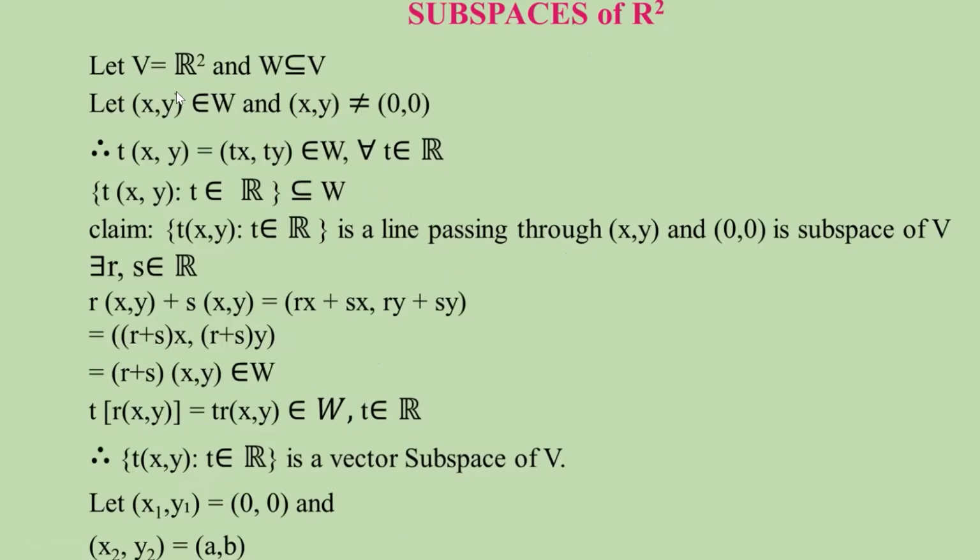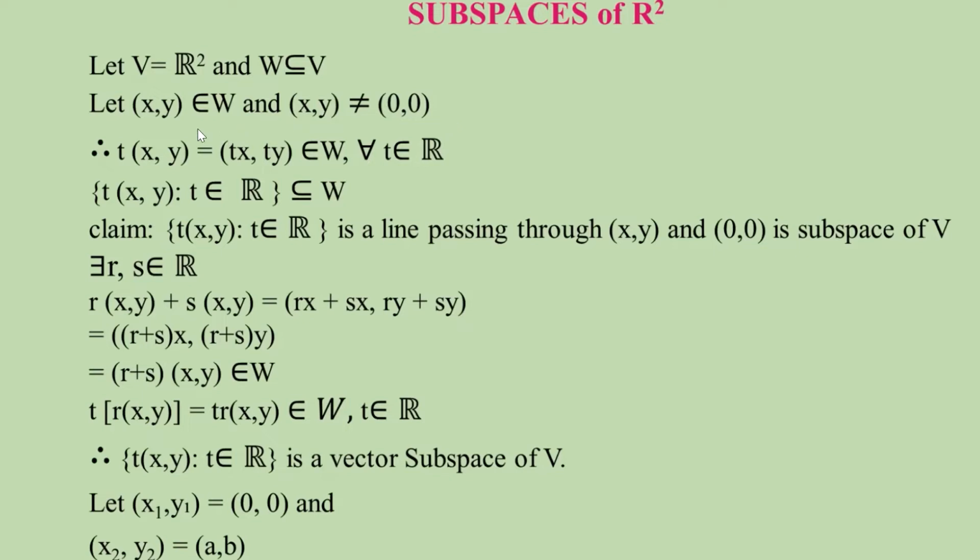Let V equal R2 and W be any subset of V. Let an ordered pair (x, y) be in W. Suppose that (x, y) equals (0, 0), then it's really a vector subspace, so there is nothing interesting. So we just take an ordered pair (x, y) which is not equal to (0, 0).